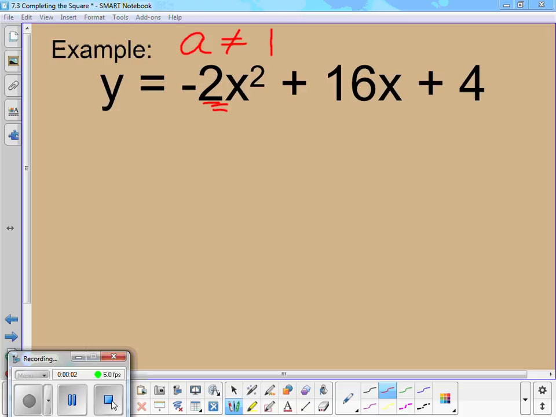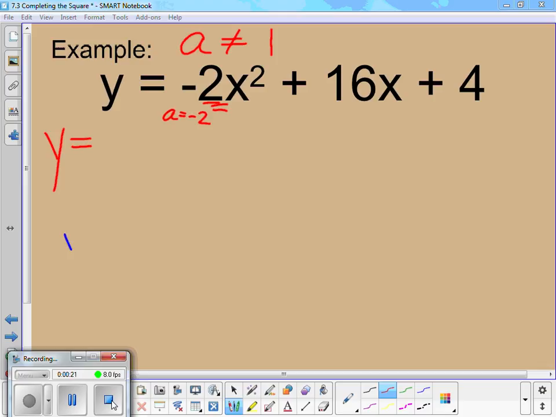So in this problem, this is on the bottom of page 12. It's an example. For the first time, you're going to see one that has a leading coefficient in front of the x squared. So what do we do to complete the square? First thing you do is you say, that's our a, right?